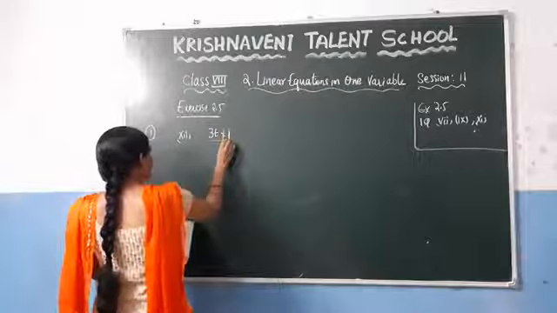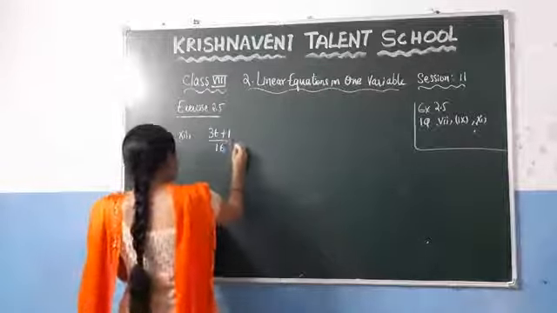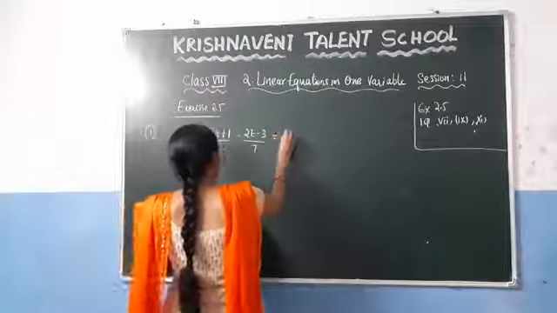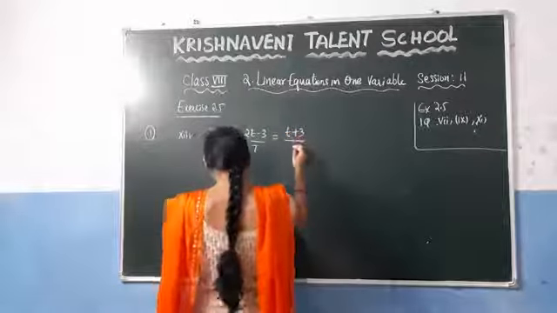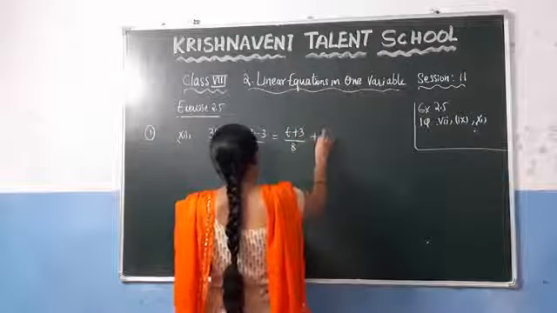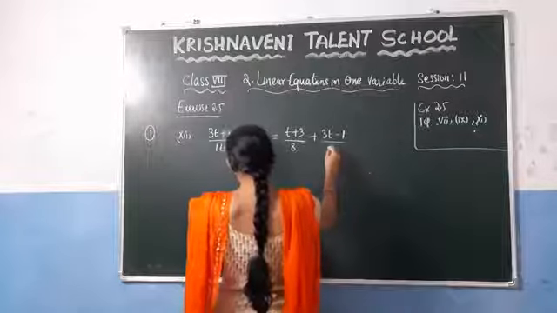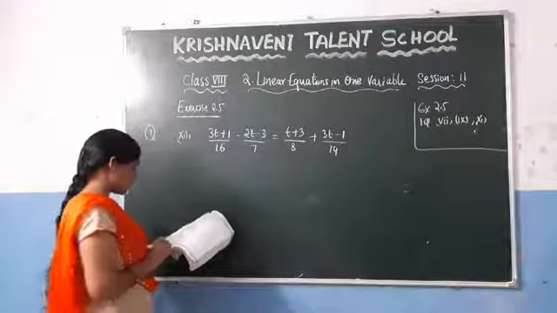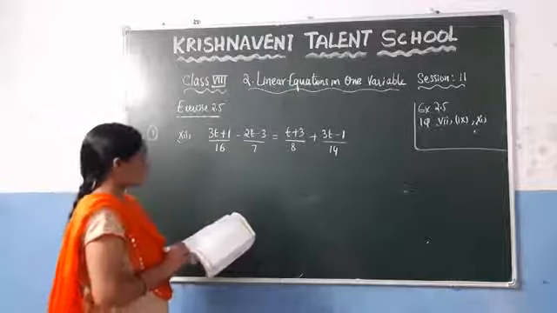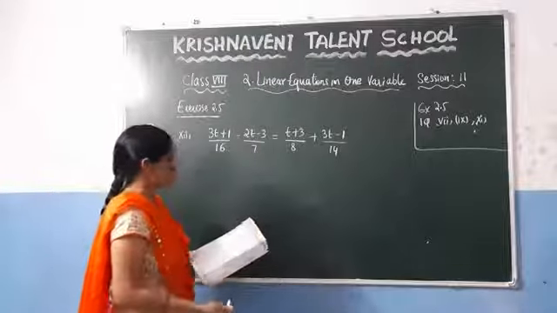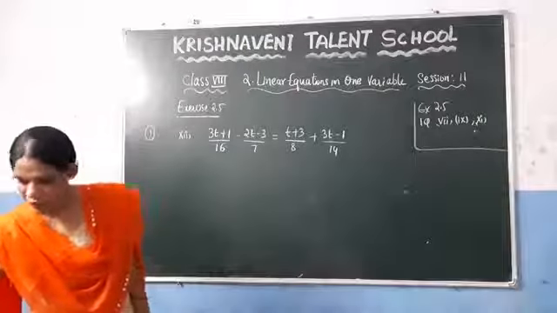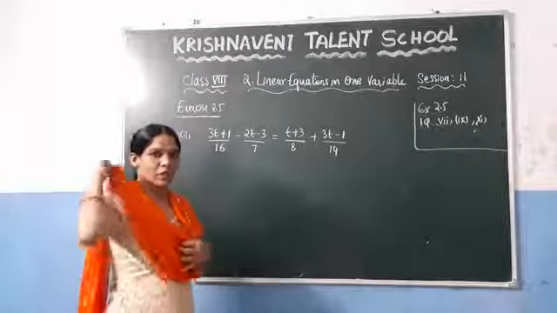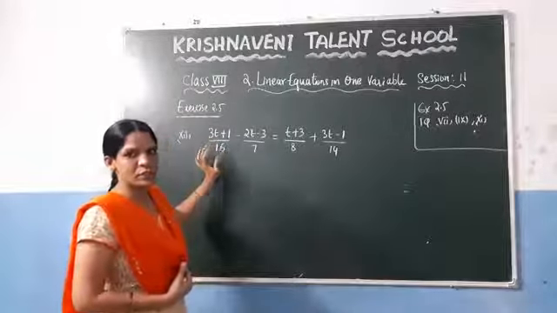(3t plus 1)/16 minus (2t minus 3)/7 is equal to (t plus 3)/8 plus (3t minus 1)/14. Okay, what's the problem given here? (3t plus 1)/16 minus (2t minus 3)/7 is equal to (t plus 3)/8 plus (3t minus 1)/14. This is the problem they have given, and you need to solve this linear equation. That means you need to find the value of t, because t is the variable here.